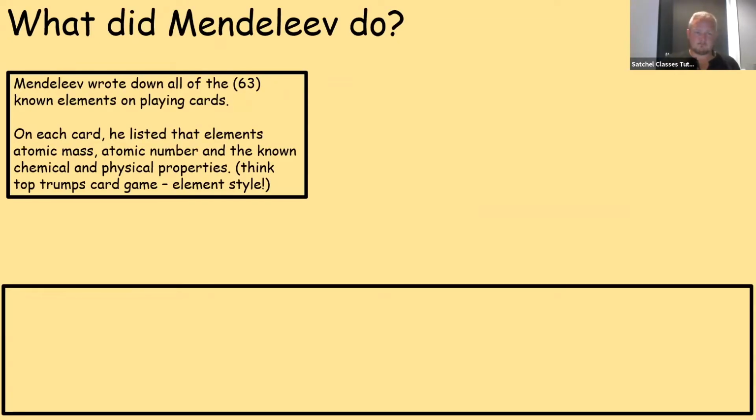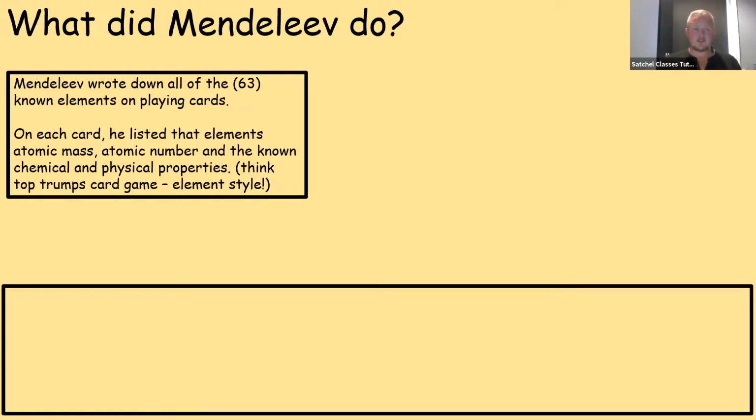So what did Mendeleev do? Mendeleev was really keen on a game called solitaire, or patience. He used the idea behind that to help him arrange what he knew about elements to try and build some sort of structure, some sort of table of the elements.